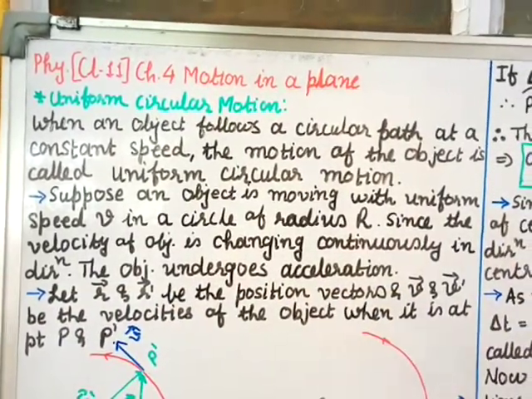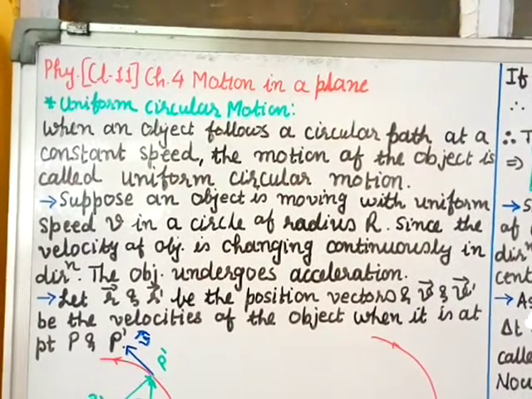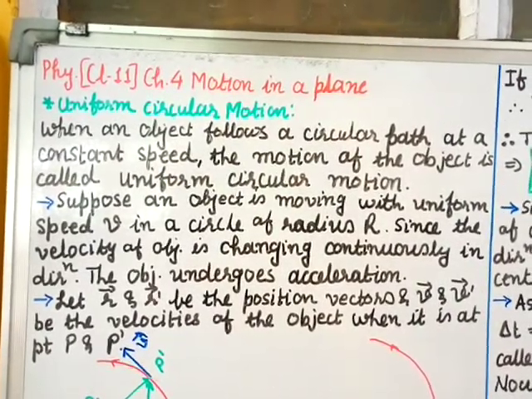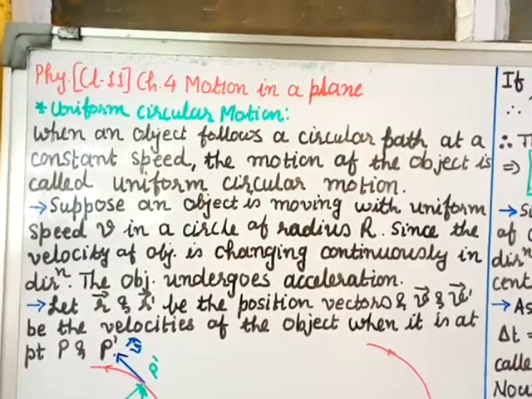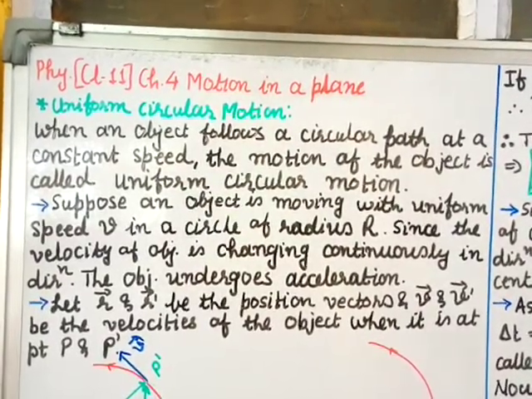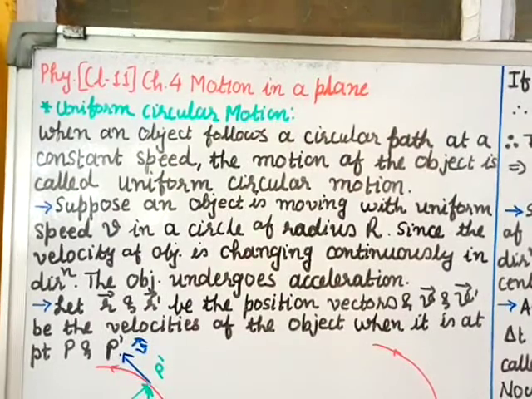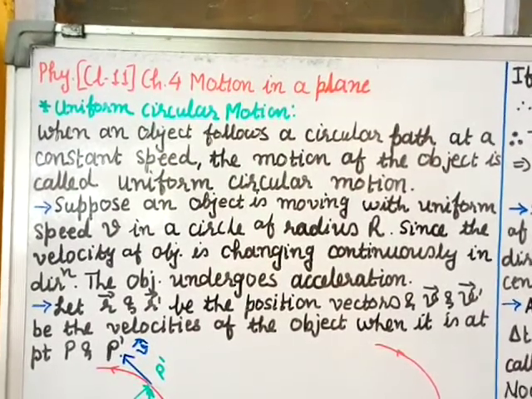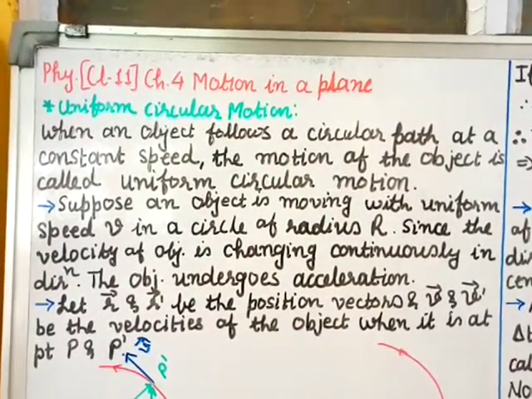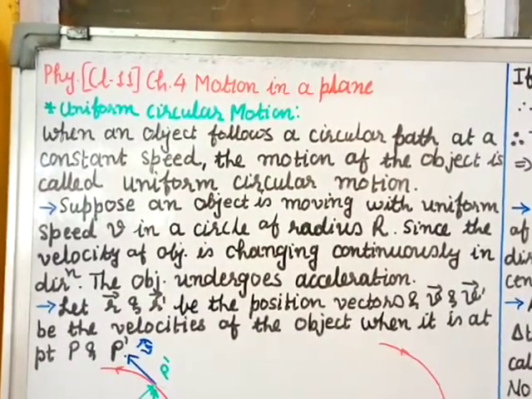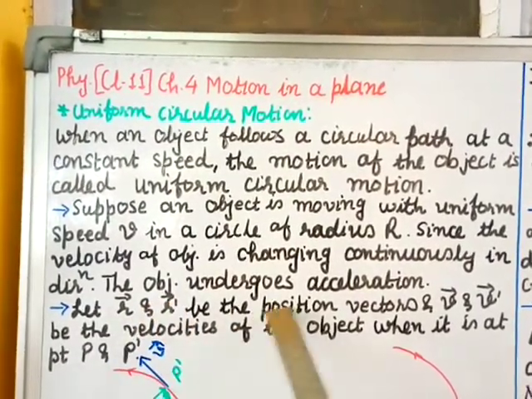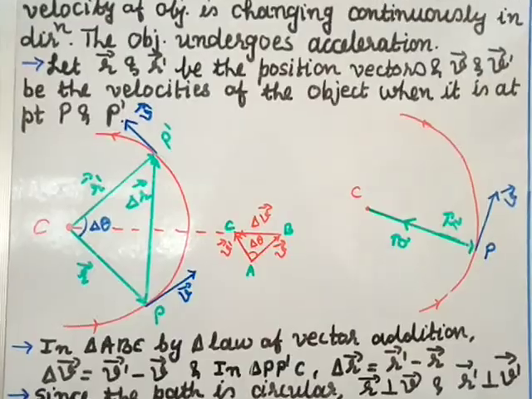As I already said, in a circular motion the velocity changes because of the direction. Direction is given by the tangent, and the tangent at every point in a circular path is changing its direction. Therefore, velocity is changing in direction, and change in velocity will give you acceleration. Therefore, we can say that the object undergoes acceleration.